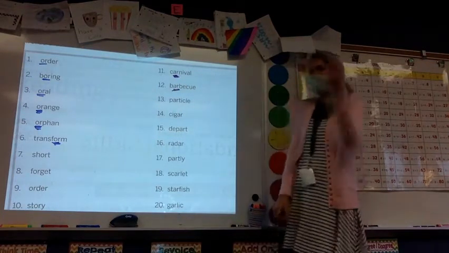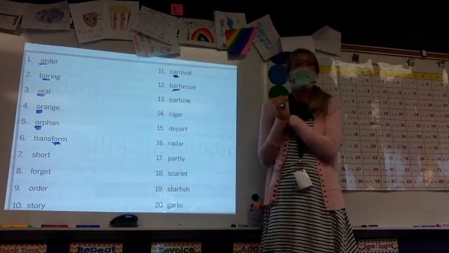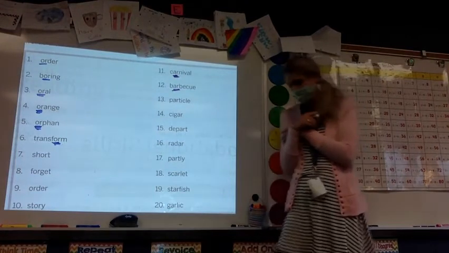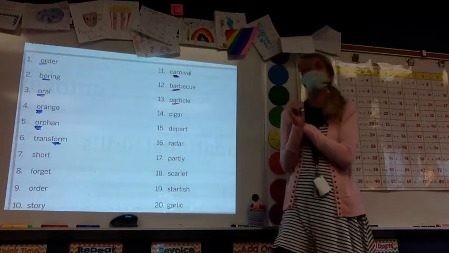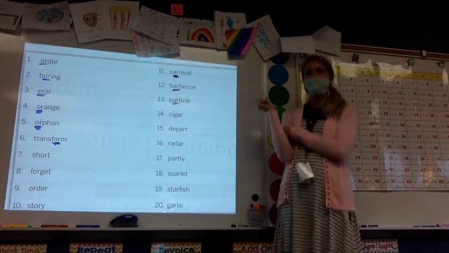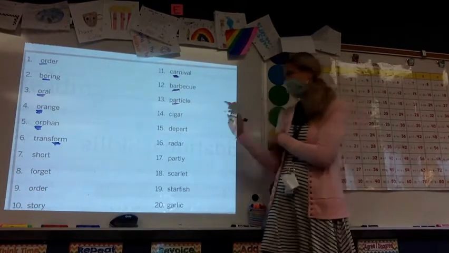Particle. A particle is just going to be a piece of something, a part of something. Do we hear "or" or "ar"? "Ar." We're at the beginning with that particle. Good. Next we have the word cigar. What's our word? Cigar. Do we hear "or" or "ar"? "Ar." We're at the end.